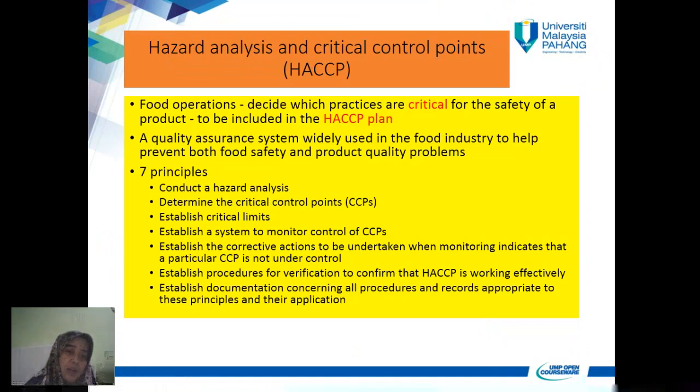So there are 7 principles: conduct hazard analysis, determine the critical control points, establish the critical limit, establish a system to monitor the CCPs that were already identified earlier, establish the corrective actions to be taken to control the CCP, establish the procedure for verification to confirm that HACCP is working effectively, and finally documentation.